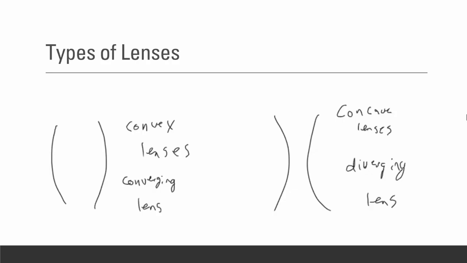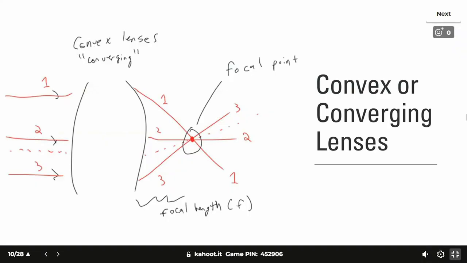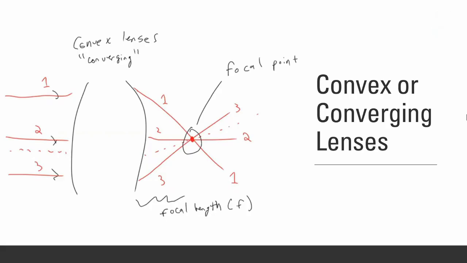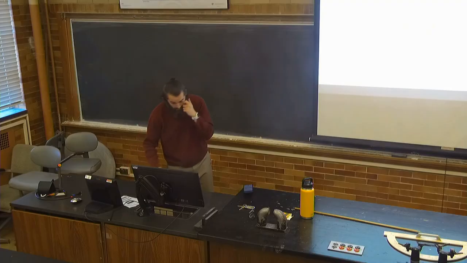The mnemonic device for remembering concave is to think of the curvature as what you would expect for the opening of a cave. It's going to curve inwards, so you could go into it for it to be a cave. And the converging and diverging are going to describe what the light rays do when they interact with these lenses. So let's look at a convex or converging lens first.